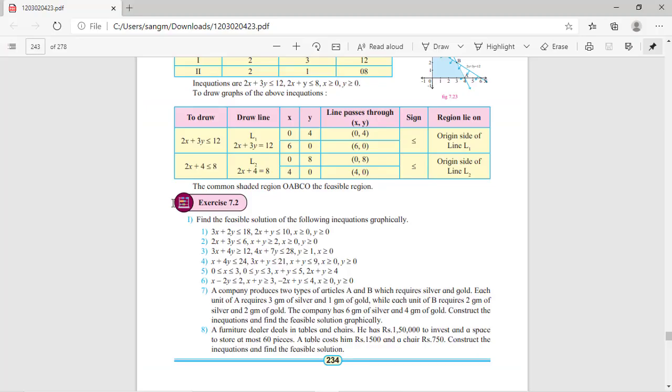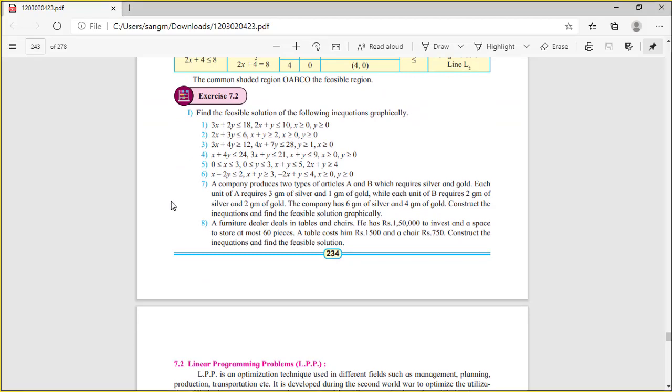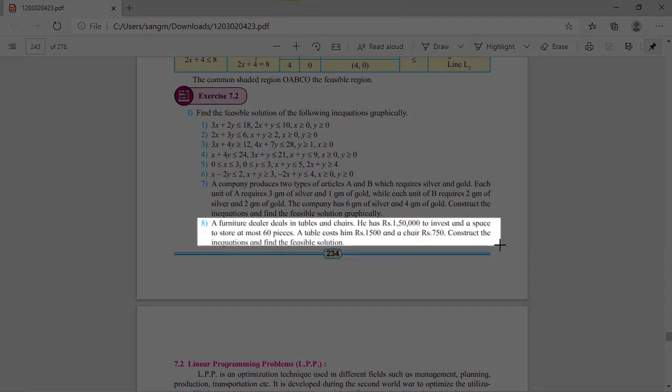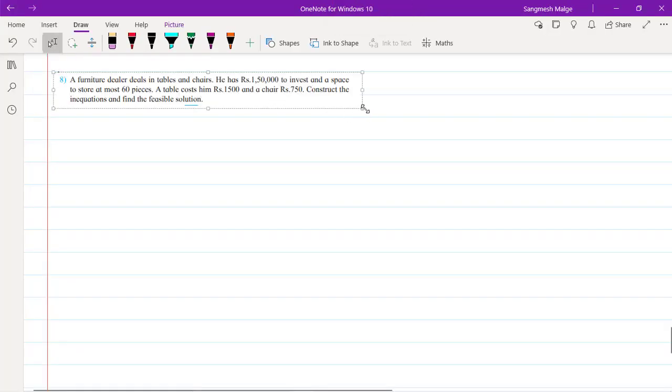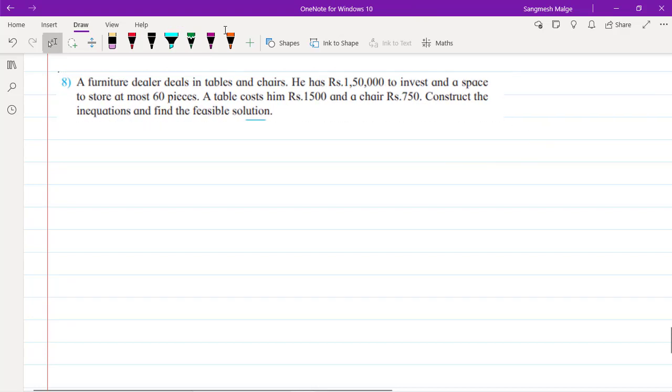Now let's see the last question of this exercise, which is nothing but a furniture dealer. So what is the furniture dealer doing? So let's see what he is doing. Okay, great. A furniture dealer deals in tables and chairs. He has 1,50,000 to invest and a space to store at most 60 pieces. A table costs him 1500 and a chair 750. Construct the inequations and find the feasible solution.